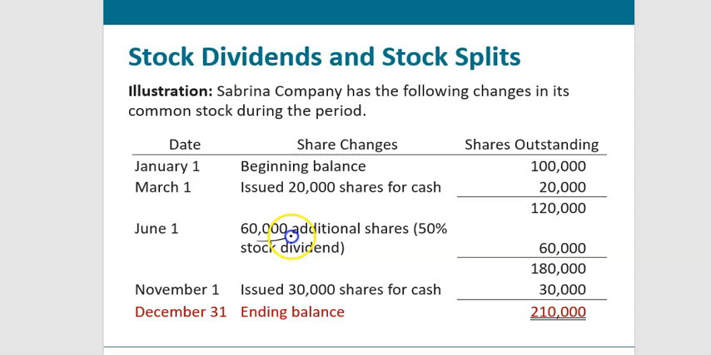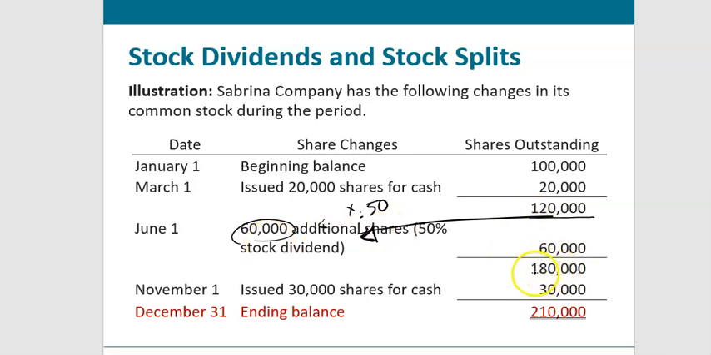Where did these 60,000 additional shares come from? Well, on June 1st, they had 120,000 shares outstanding. We multiply that by the 50% stock dividend. This is the amount of additional shares given, 50% of the existing number. We add an additional 60,000.